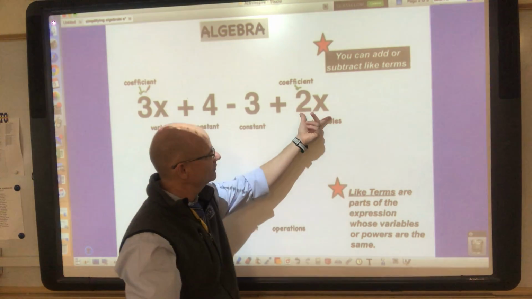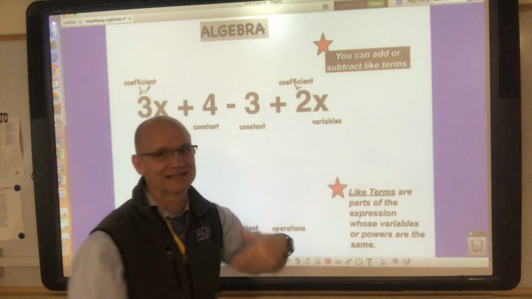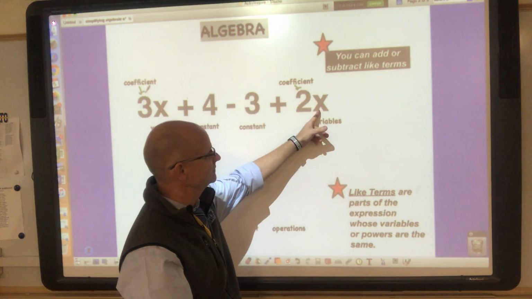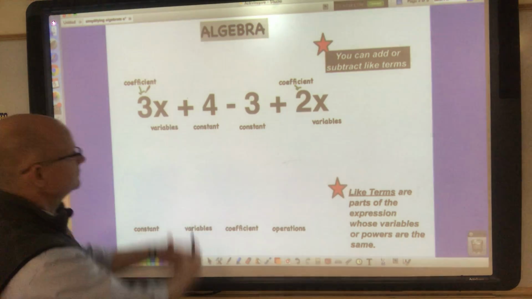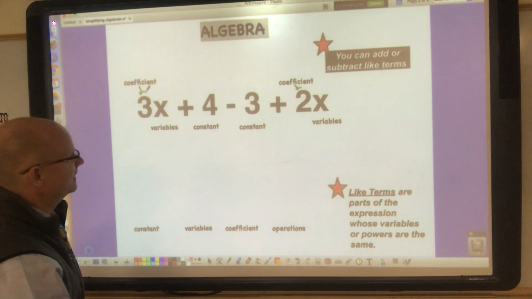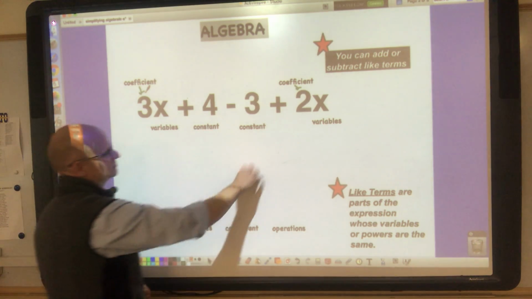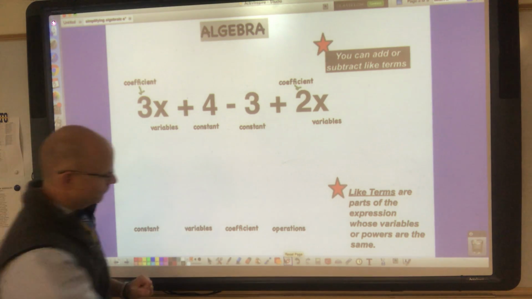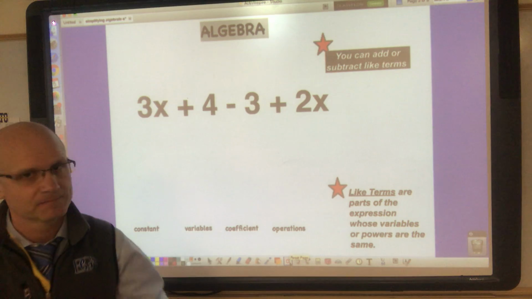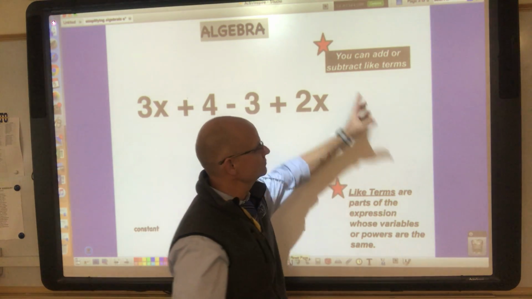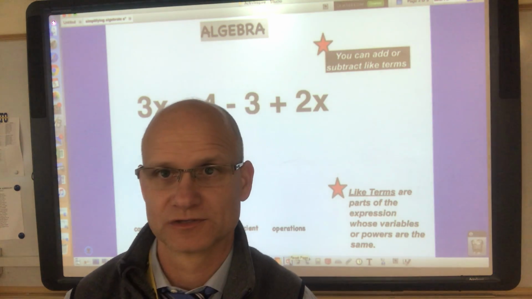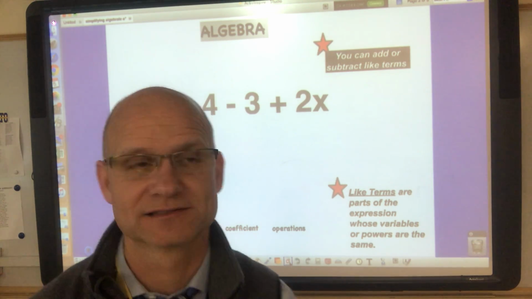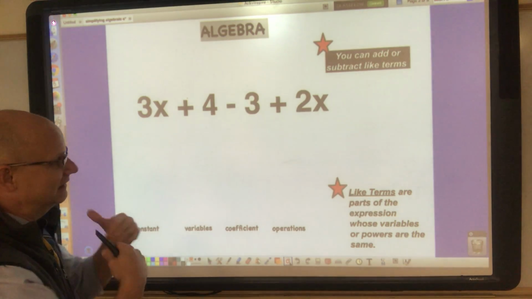Here, though, we don't know what this value is because this variable could represent lots of things. It could be 3, 4, 5, 6. But this means 2 times this number. So anyway, this is an expression, and in it you have variables, constants, and operations. What we want to discuss is that when you have an expression like this, you can add or subtract like terms. Yes, really. You can add or subtract like terms.